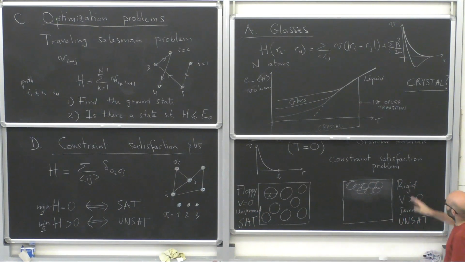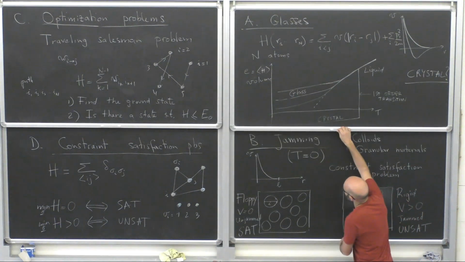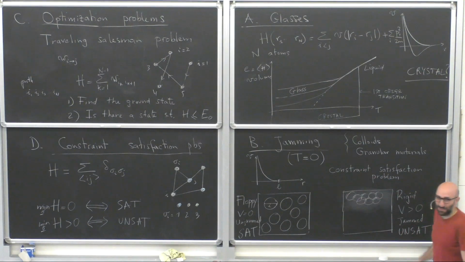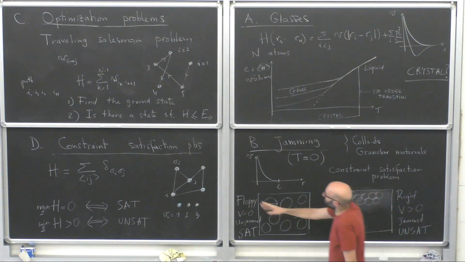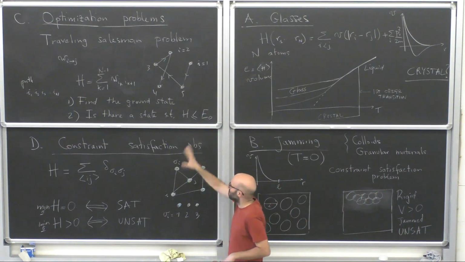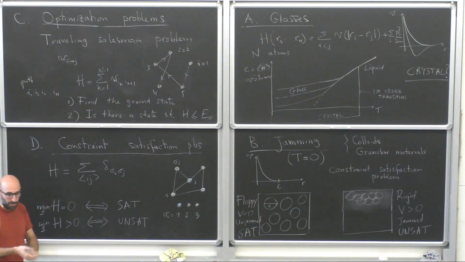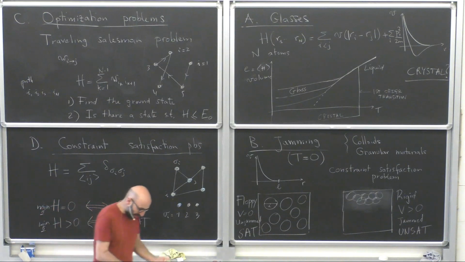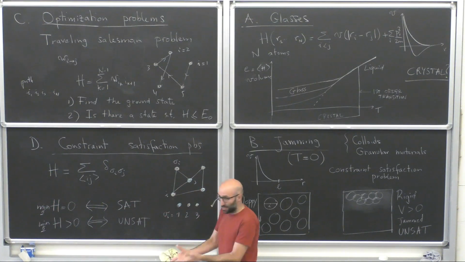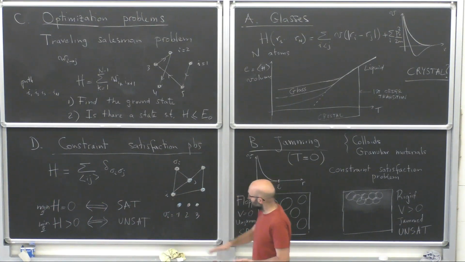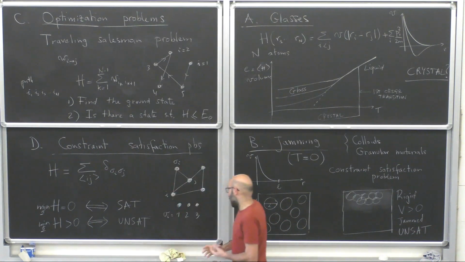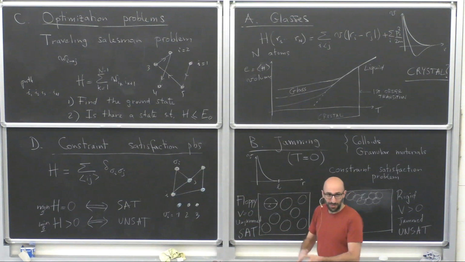Okay, so now you have the full picture. On this side, you have physics. On this side, you have computer science. But you see that the problems are quite similar, and it's all about understanding low energy states of some cost function, some Hamiltonian, and how can we find them.